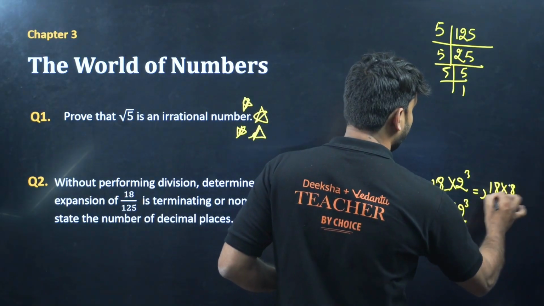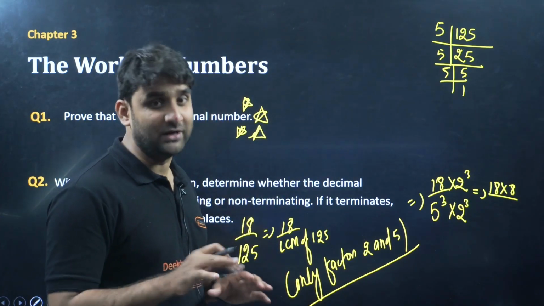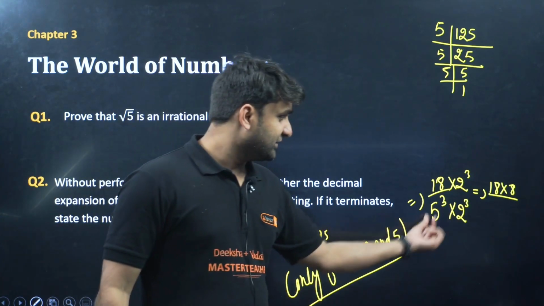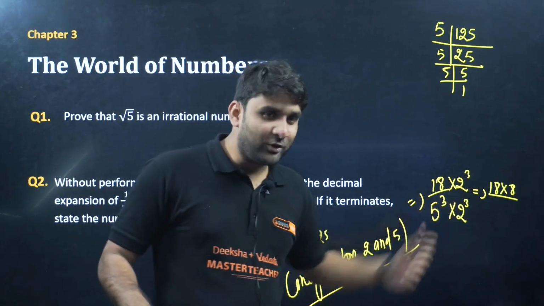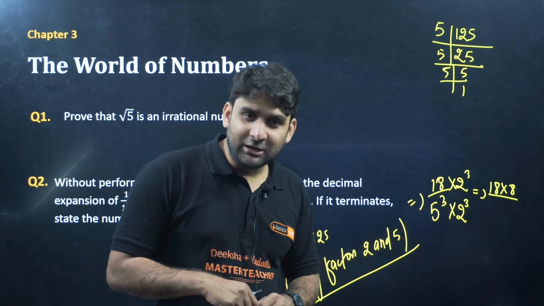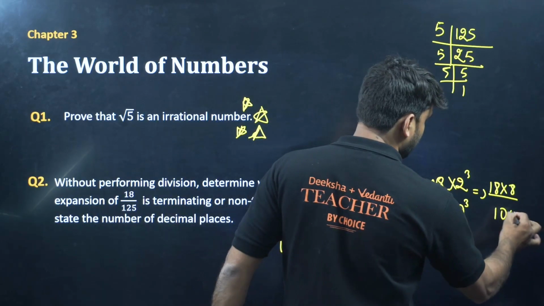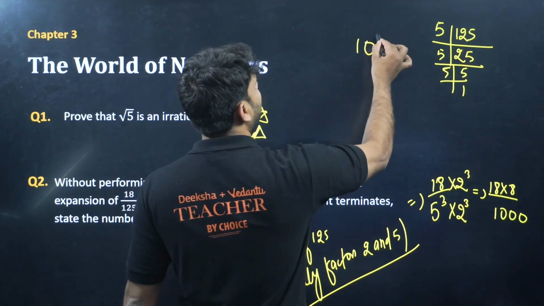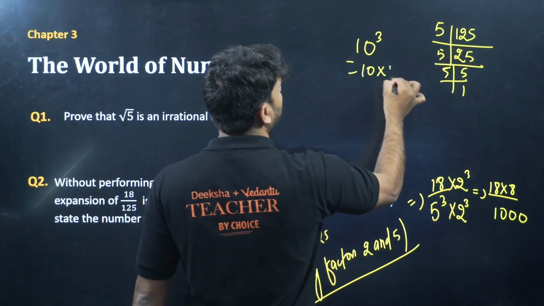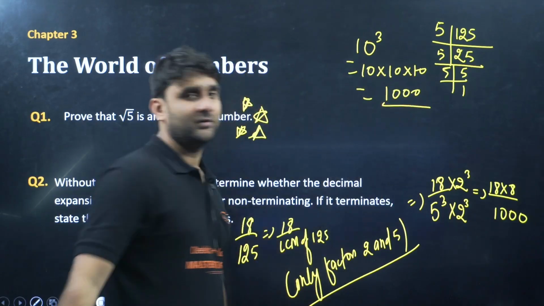The numerator will look like 18 into 8. 2 to the power 3 is cube, 2 cube is equal to 8. And what is this? 5 cube, 2 cube. Oh wow, both the numbers have the same exponent, so the bases will get multiplied. 5 times 2 is 10, and 10 to the power 3 means what, guys? 10 into 10 into 10, so 1 with 3 zeros.